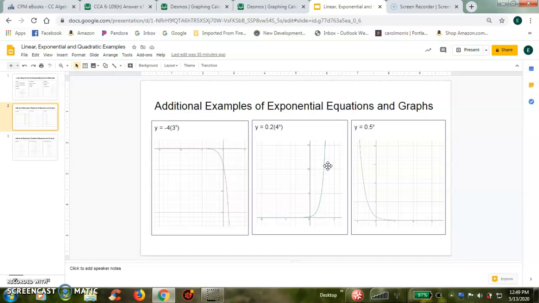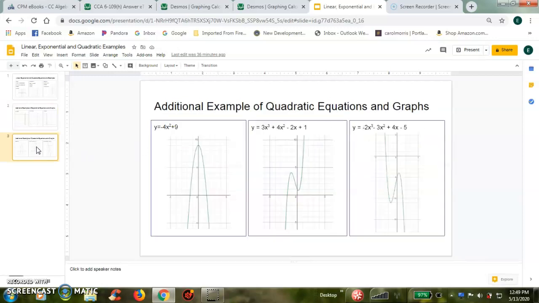Here's another situation of exponential growth. y equals 0.2 times 4 to the x. Yeah, this one right here, y equals 0.5 to the x, you can consider the a 1 in this situation. This is what we call exponential decay. It starts very high and then goes very low. All right, so this one's exponential growth. This one's exponential decay, and again, we'll do a little bit of work on that in the next unit.